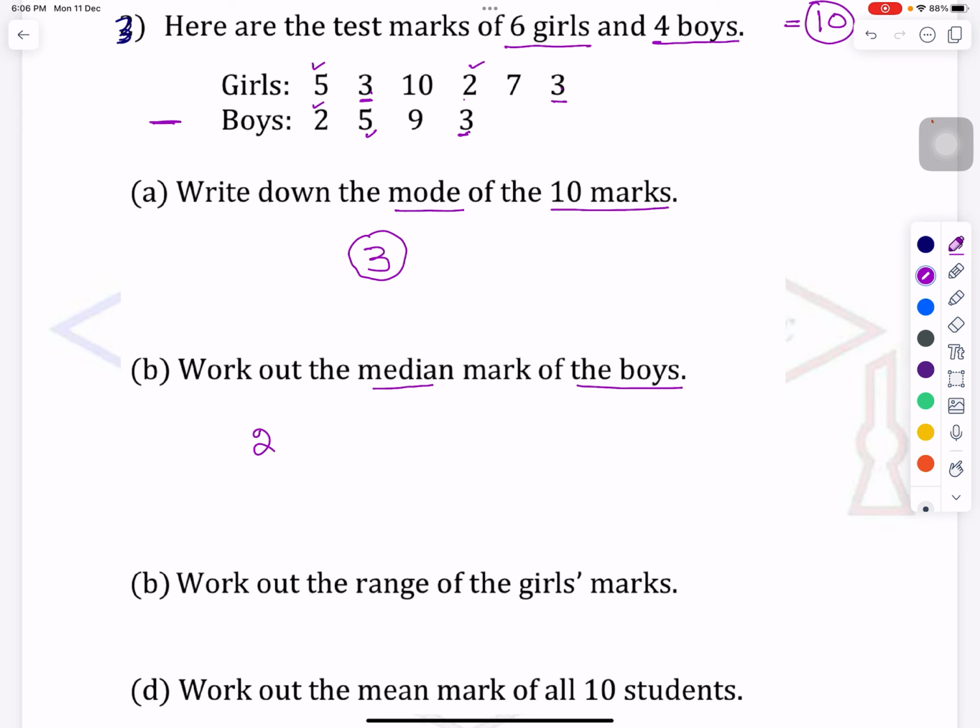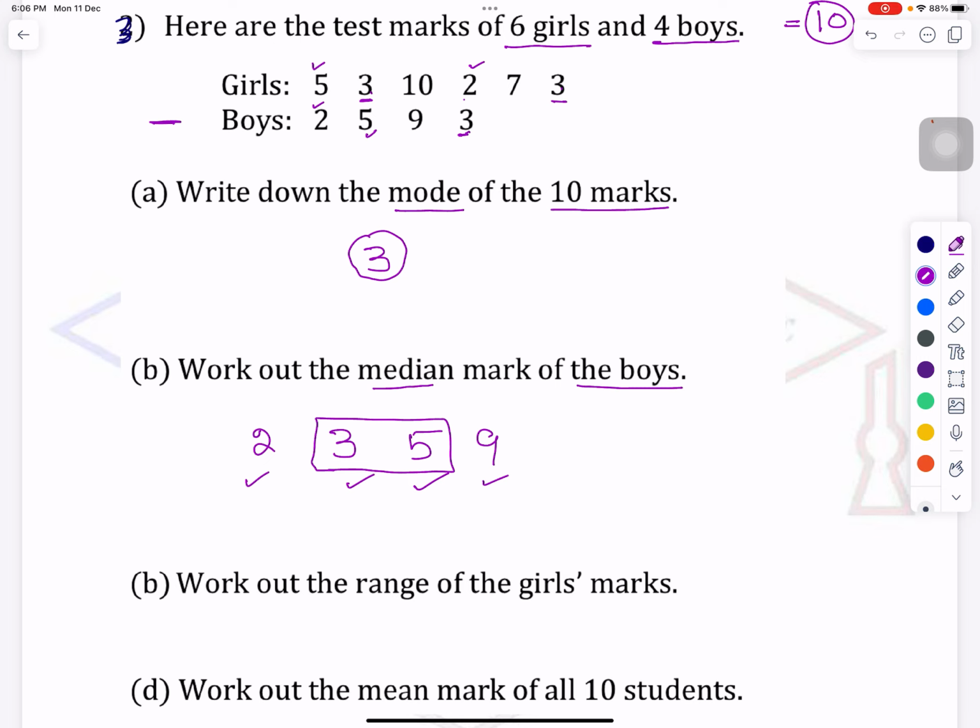2 is the smallest, and then after that 3, 5, 9. There are 4 marks for boys, right? Now if I see the median, there is nothing in the center as such. So these two are falling in the center, right? These two are falling in the center because 4 is an even number. 1, 2, 3, 4. There are 4 marks.